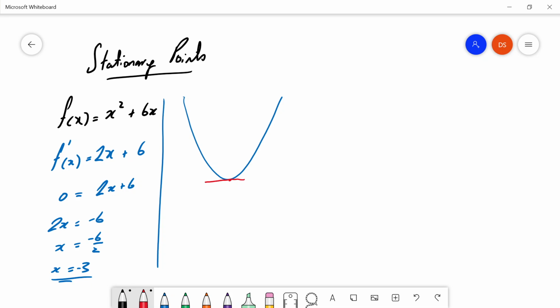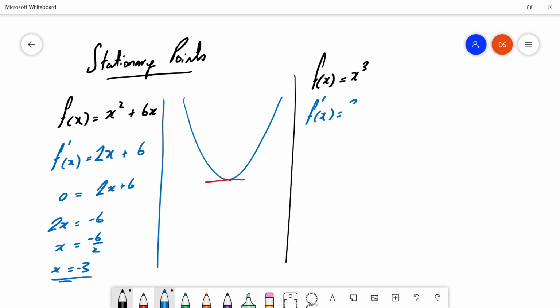But this is not the only type of stationary point. Let's look at another example. If I had f of x is equal to x cubed, f dashed of x is equal to 3x squared. If I were to find out where the gradient is 0 and solve for x, you'd notice that x was equal to 0. But it doesn't look like this turning point.